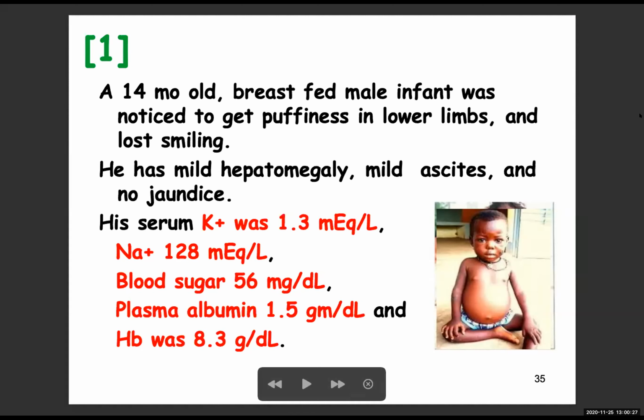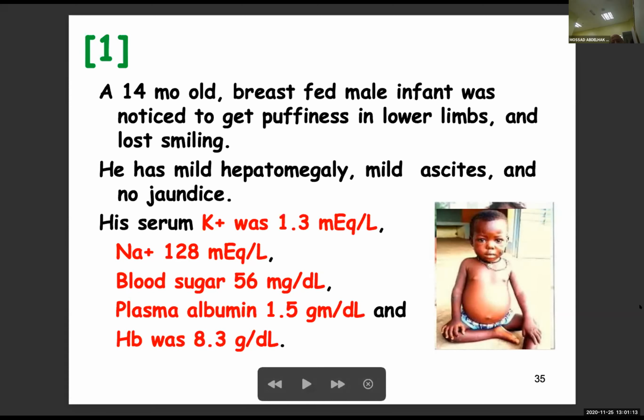Just read first. A 14 months old breastfed male infant was noticed to get puffiness in lower limbs and loss of smiling. He had mild hepatomegaly, mild ascites, and no jaundice. His serum potassium was 1.3 milliequivalents per liter. Sodium 128 milliequivalents per liter. Blood sugar 56 milligrams per deciliter. Plasma albumin 1.5 grams per deciliter, and hemoglobin was 8.3 grams per deciliter.